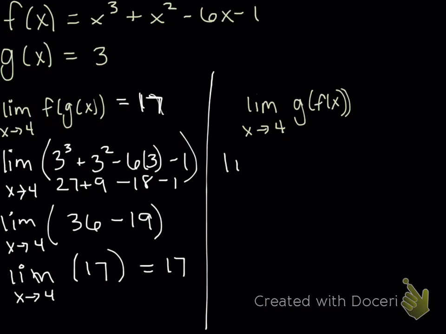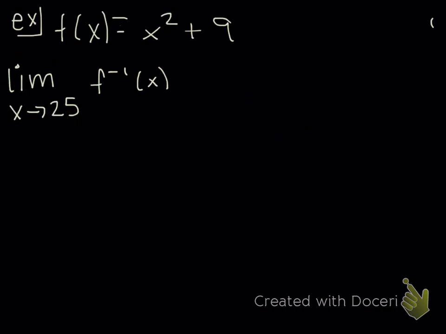Now for the second one, the limit as x approaches 4 of g of f of x. When I go to plug f of x into g, there's no input, so the answer is going to be 3. Again, this is constant, so the answer would just be 3. So that's a pretty easy one. Let's try another one.